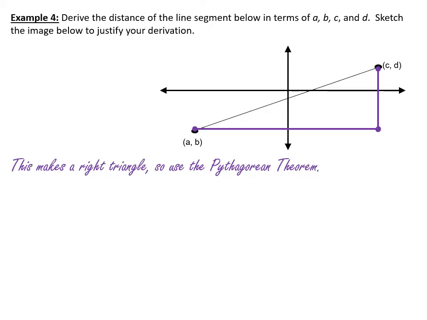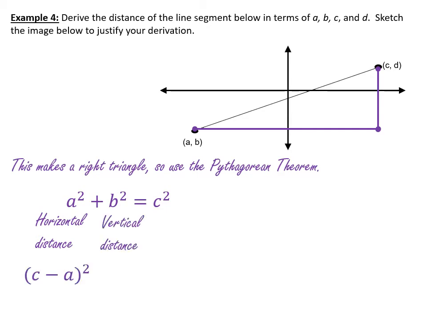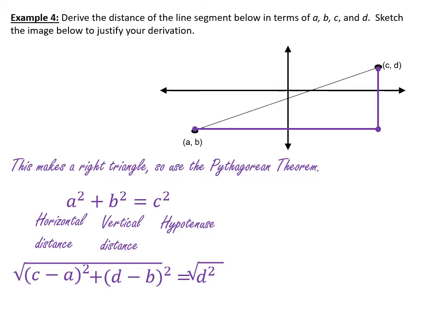So this makes a right triangle, so we use the Pythagorean theorem. A squared plus b squared equals c squared. Our horizontal distance, that's the distance from A to C, so I could just do C minus A, that's squared. The vertical distance is from B to D, so I could do D minus B, that quantity squared. That should equal the hypotenuse. In this case, we're going to use D for the hypotenuse. And then I would want to square root both sides to get just the distance.